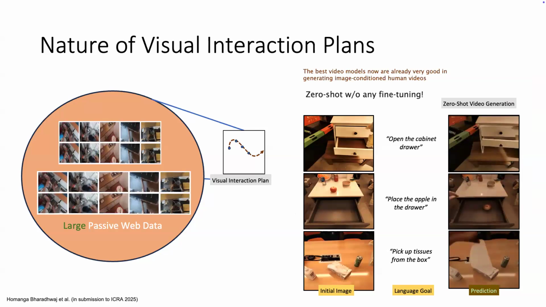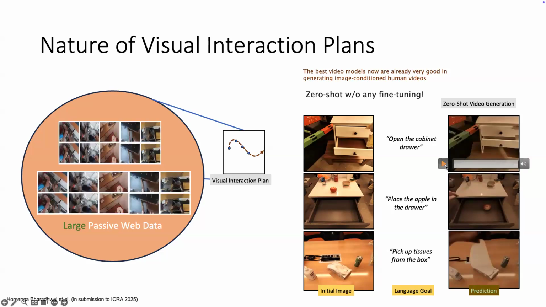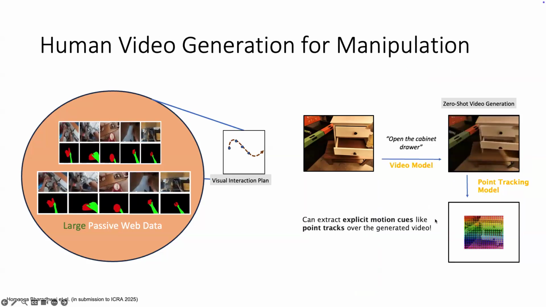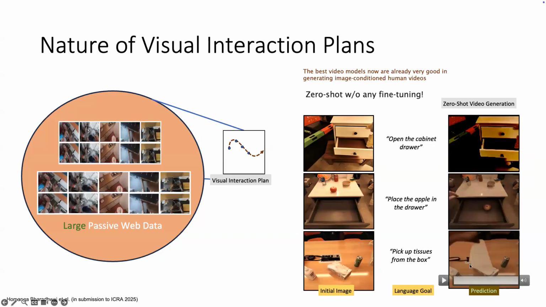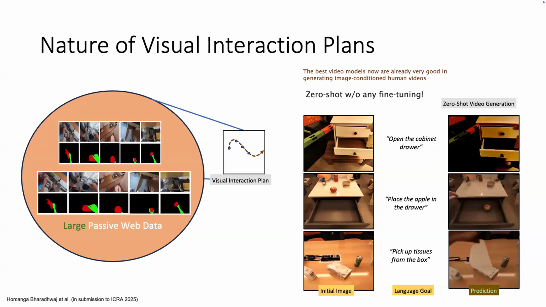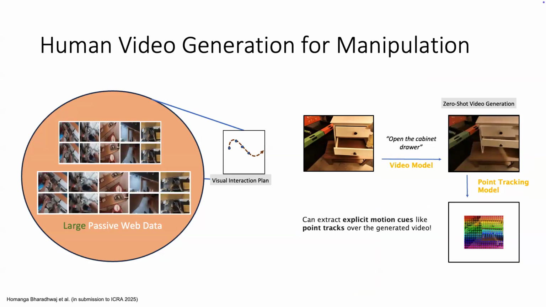There's another benefit of going with the pixel-based approach. You can now chain these different actions into a big long horizon action itself. And I'm going to show some examples of that as well. So here are some examples, like given the drawer, open the cabinet drawer. Here's an example of place the apple in the drawer. And you can see these videos look reasonable enough, or pick up the tissue from the box. So given the initial image and the task, we first generate a video. Then we convert this video into track points. And then we use track points to predict the robot action.